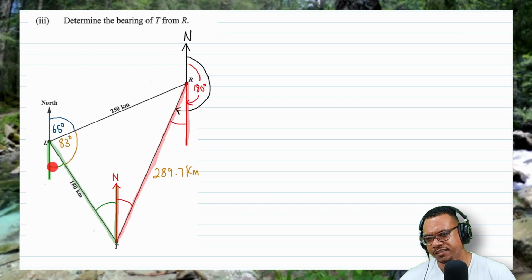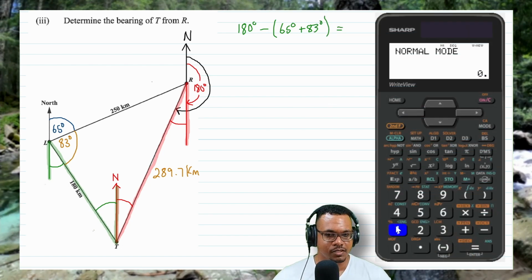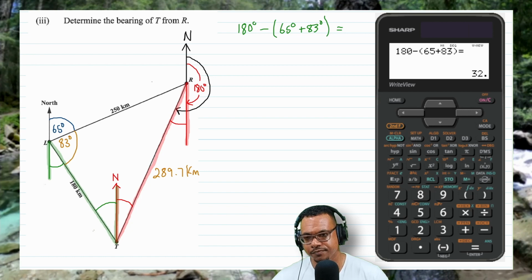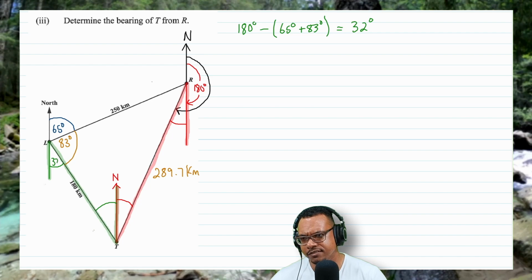Now, this here will form a straight angle. So we just have to add up 83 and 65 and take it away from 180 to get this little piece here, which will then give us this little piece here. So we'll have 180 degrees, take away 65 plus 83. I'll just put 180, take away open brackets, 65 plus 83, close brackets, and that's 32 degrees. So I'm going to get 32 degrees here. So it means here is 32 degrees. So that means here is 32 degrees.